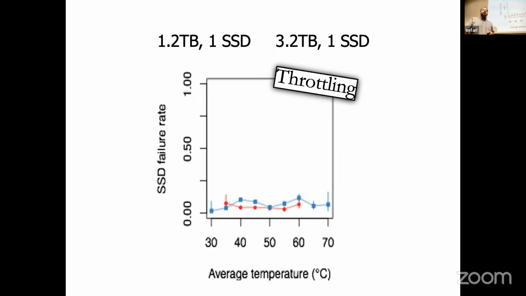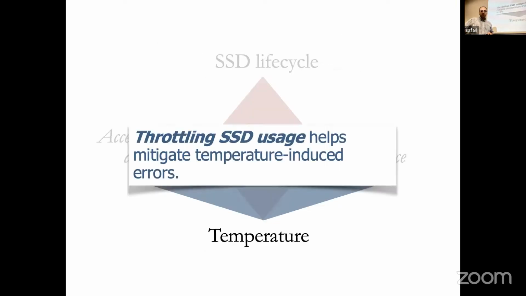Because the goal of these researchers is not to compare vendors. There are many important, widely used vendors that are all common and popular, and we just want to show how errors are happening with them. So throttling SSD usage helps mitigate temperature-induced errors.